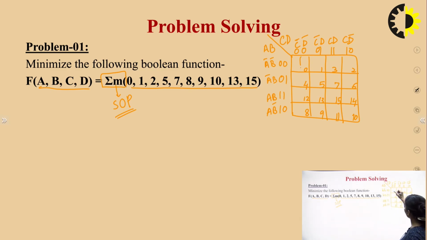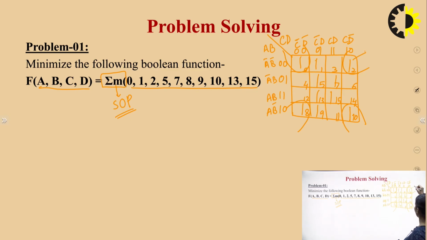So 0 is there, 1 is there, 2 is there, then 5 is there, 7 is there, 8, 9, 10 is there, then 13 and then 15. So how will you make the groups? You have to look at those places which have no other option but to make the group themselves. There is a necessity to make the group. So you will find that these 4 corners have to be together. Anyhow, this is the best option by which these 4 corners can be grouped.